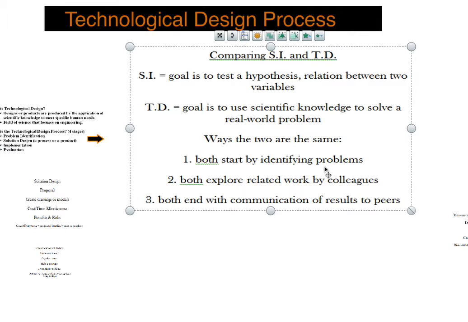So the way these two things are similar is that they start by identifying a problem. Before you even start a scientific investigation, you say, this is the problem. And before you start designing a piece of technology, you have to say, this is the need I'm attempting to meet. Both scientific method and technological design explore related work by their colleagues. They are not individualized fields. You have to look into what other people have published. And they both end with the communication of the results to your peers.